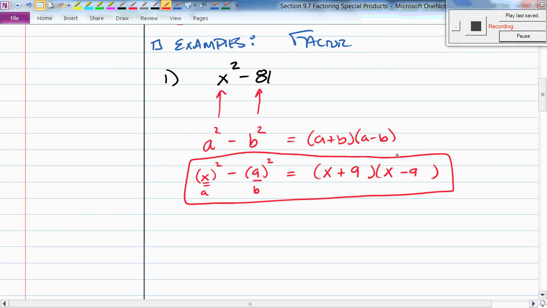That's it. What do you guys think? That's pretty easy, huh? Okay, number 2. What if I give you this? 16x squared minus 9. We're going to factor this.